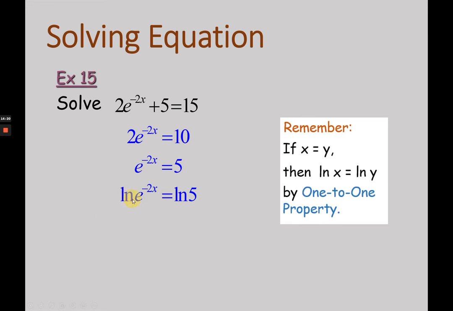ln of e becomes 1. You have negative 2x on the left side. Evaluate ln of 5. It's 1.6094. Divide by negative 2, and that's your answer. Again, it's approximate, not the exact. Notice that there are 4 decimals because in most worksheets or tests, if it's going to be an actual, approximate, or solved value, we use 4 decimals.